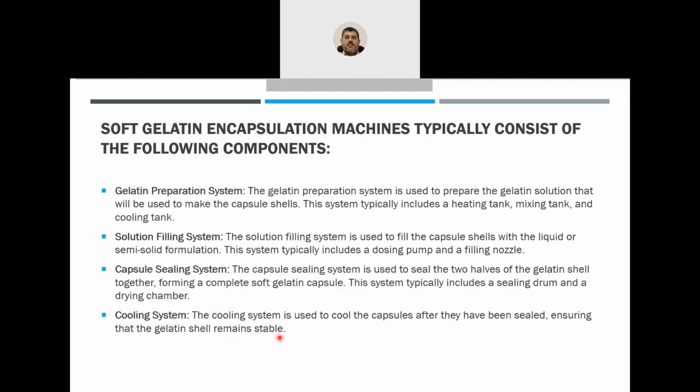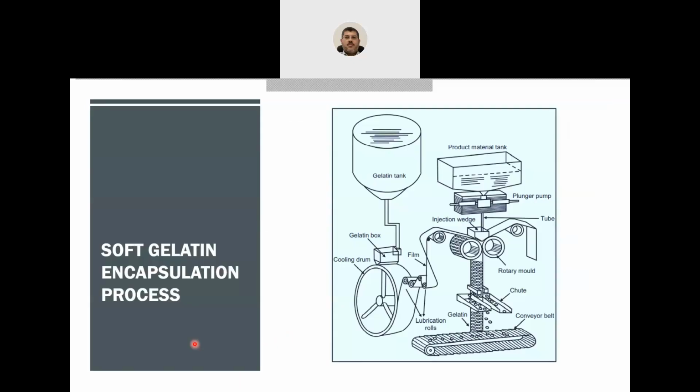The cooling system is the last thing, used to cool the capsules after they have been sealed, ensuring that the gelatin shell remains stable. Okay, so once you cool them, then the mold of the two parts together will be stabilized. Okay, this is how it works.